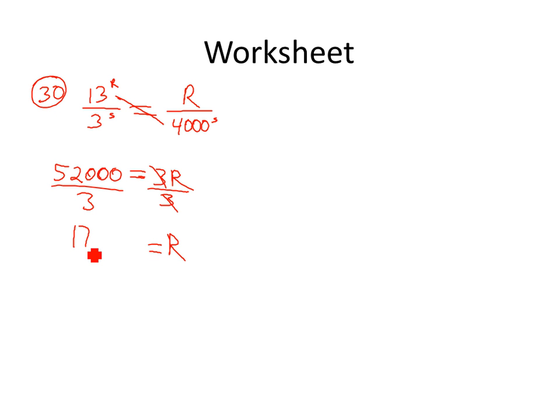So R equals what? 17,333.3. Now what'd they tell us? Read the problem again. Close. You skipped a word. About how many? So are we going to round it off? Yeah, because you're not going to have a third of a rodent. So 17,333 without the decimal. That's good enough. Problem 33.